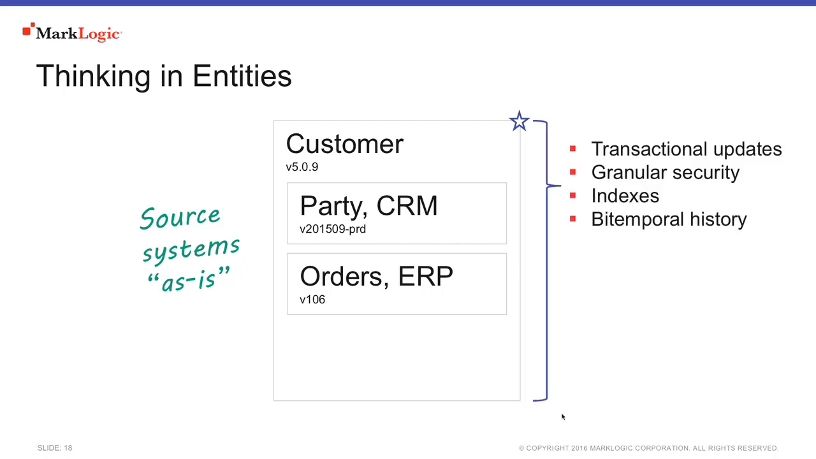You then want to be able to update all of those entities transactionally. So let me give you an example. Say we've got an address from a CRM system and we've got an address from a marketing system, and the two don't agree.